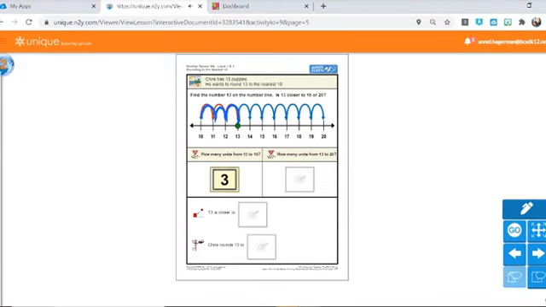Now let's find this one. How many units from 13 up to 20? 1, 2, 3, 4, 5, 6, 7.